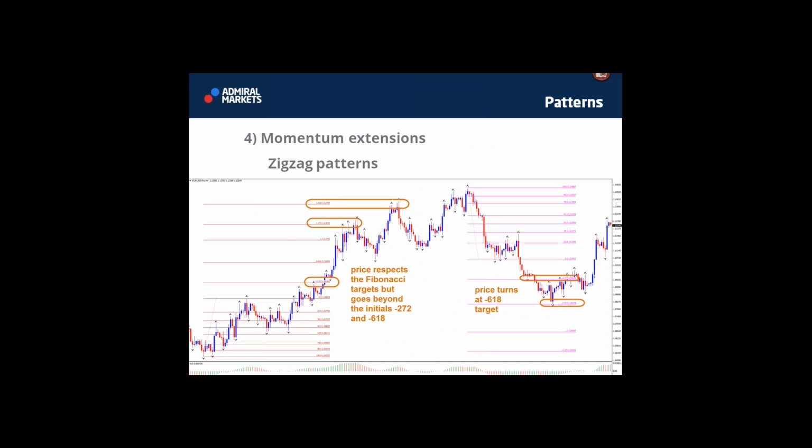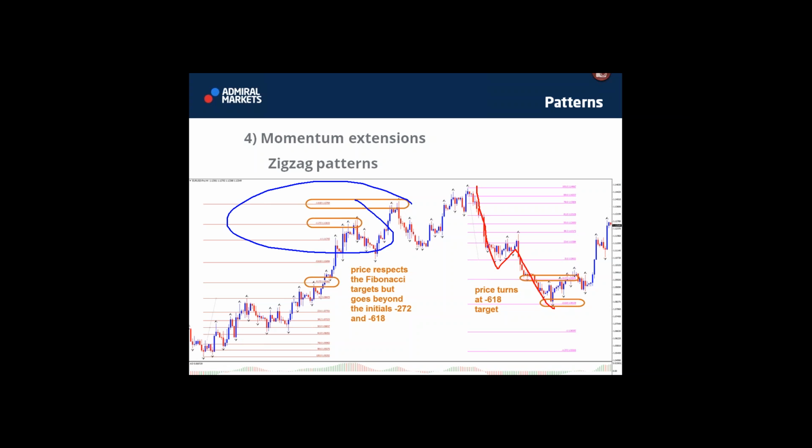Some patterns that you might see, we talked about this as well, so there's a bit of an overlap here, but sometimes you're going to see price extend through the minus 61.8 target, especially if you're in a trend. With reversals or retracements, the minus 61.8 target or minus 272 target are great exiting points. But if you're in a trend, you might get continuations all the way up to higher targets, like the minus 61.8, right, on the left here.